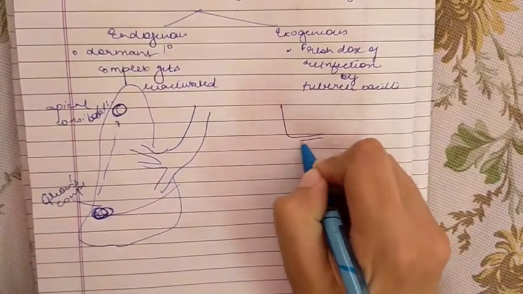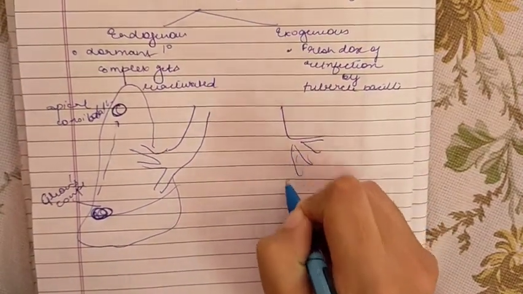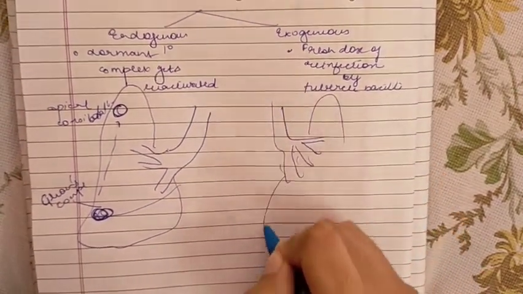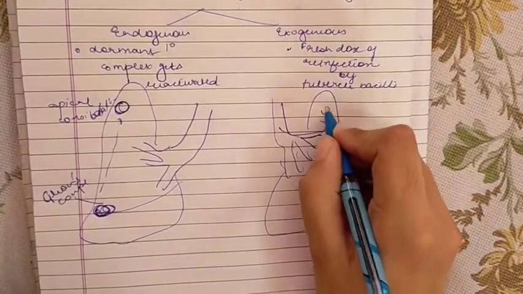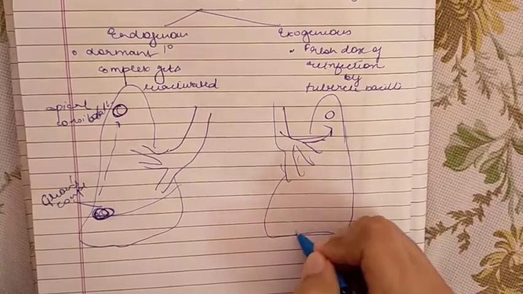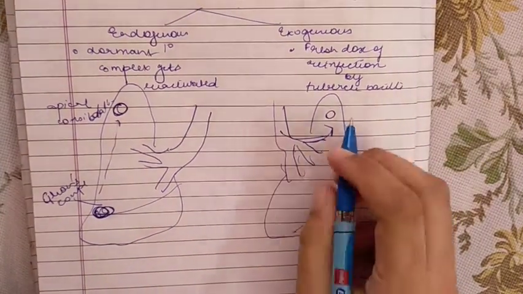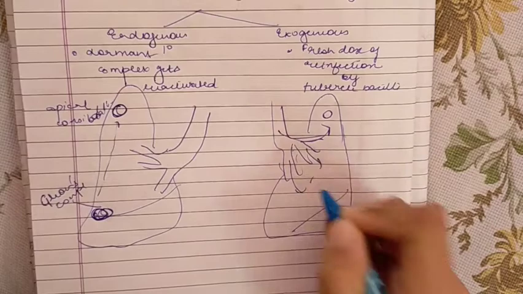Coming on to this part of exogenous, suppose this is it and this is the lung we have. What happens is a fresh reinfection occurs. The primary Ghon focus was already there and this spreads.